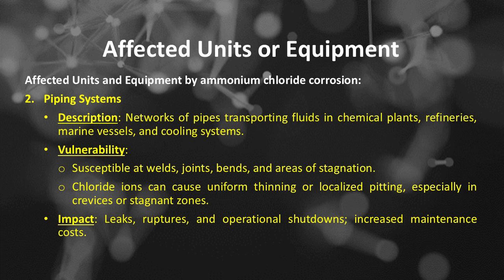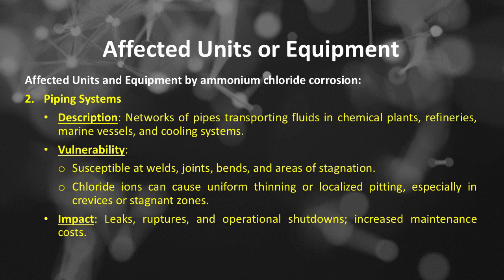Number 2 is piping systems. Description: networks of pipes transporting fluids in chemical plants, refineries, marine vessels, and cooling systems. The vulnerability of ammonium chloride corrosion to piping systems includes: susceptible at welds, joints, bends, and areas of stagnation. Chloride ions can cause uniform thinning or localized pitting, especially in crevices or stagnant zones.